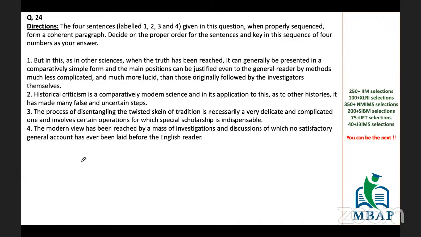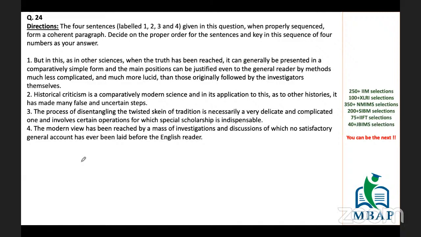The process of disentangling the twisted skein of tradition is necessarily a very delicate and complicated one, and involves certain operations for which special scholarship is indispensable. Okay. The modern view has been reached by a mass of investigations and discussions of which no satisfactory general account has ever been laid before the English reader.